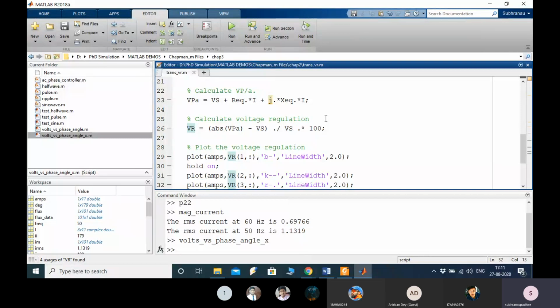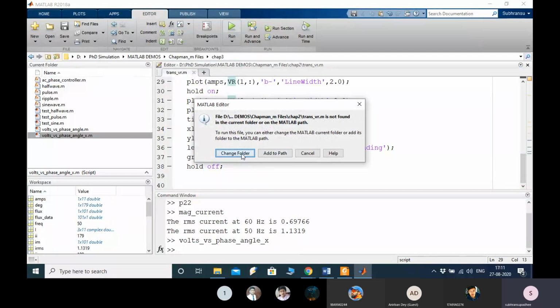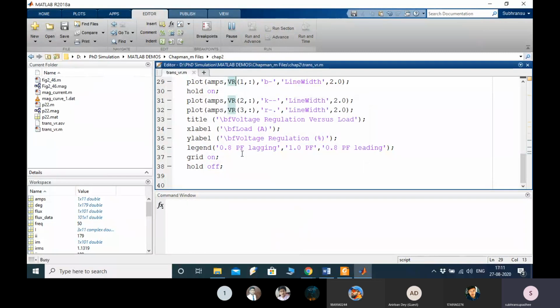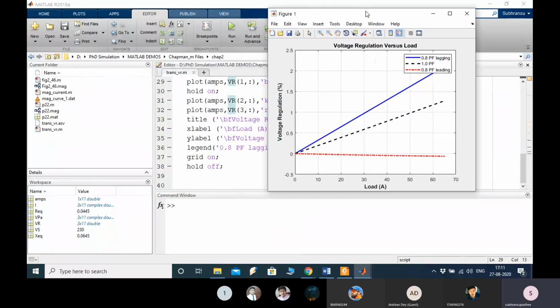So now we have to plot these things. That is, we have to plot the voltage regulation. And here I have written the code for you, and as we run it, everybody can see the graph of voltage regulation versus the load.